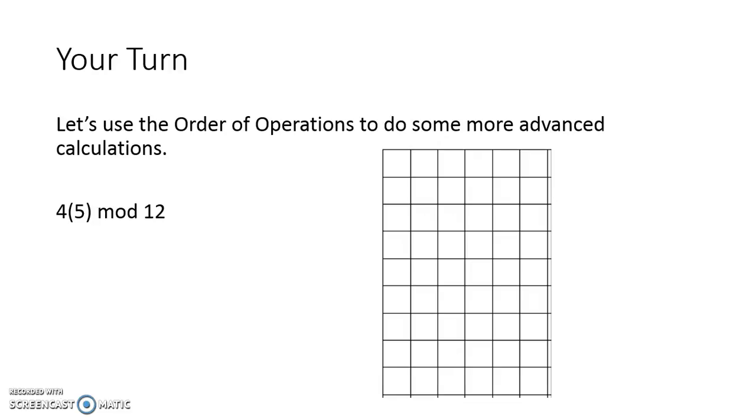All right, let's check it. 4 times 5 is 20, because that comes first in my expression. Mod 12, I come over here, I say, well, what's 20 divided by 12? 12 goes into 20 once. 1 times 12 is 12, and when I subtract, I get 8. So once again, just like the last problem, my answer is 8.